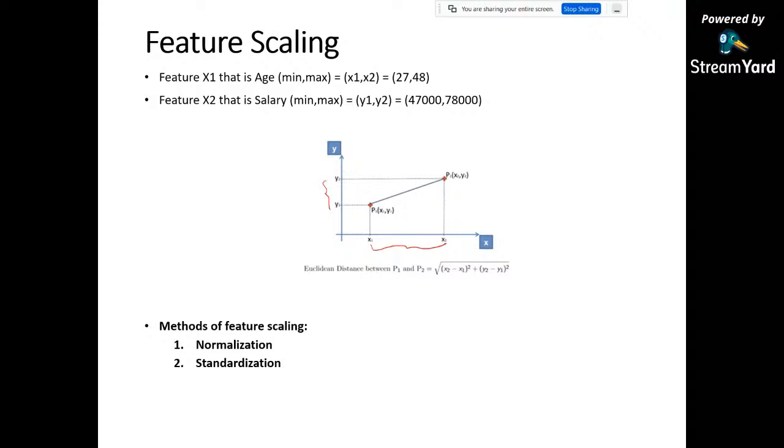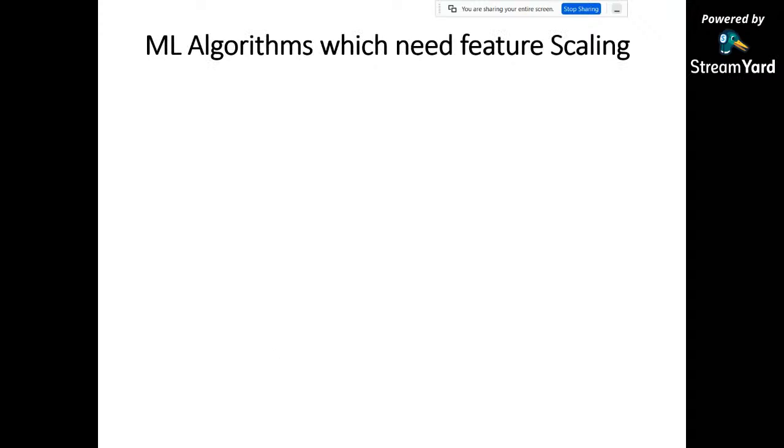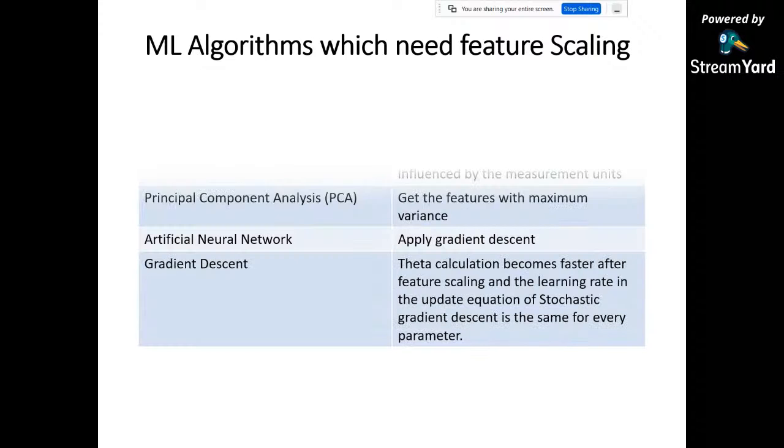And what are the different methods for feature scaling? Normalization and standardization. These are the two mainly used techniques in the machine learning domain for feature scaling. Okay, so let's understand what is normalization and what is standardization. But before that, let's understand which ML algorithms need feature scaling, which are the algorithms more affected by high and low range features, basically.